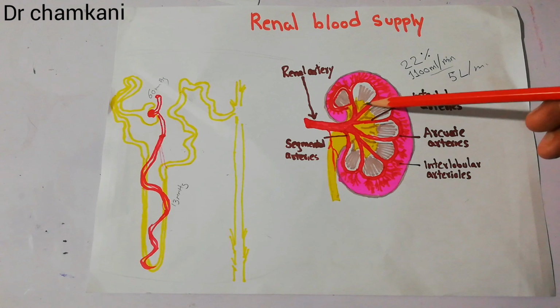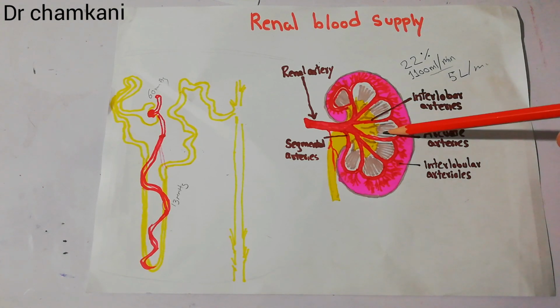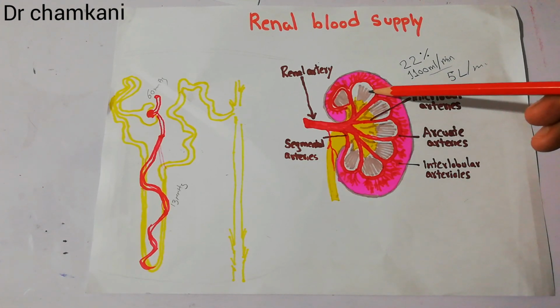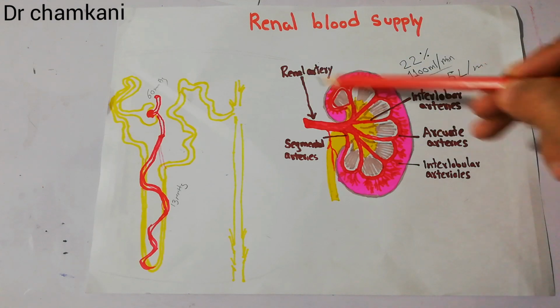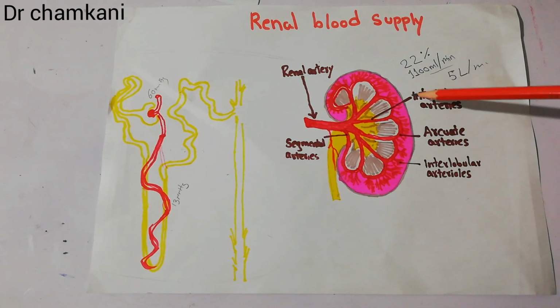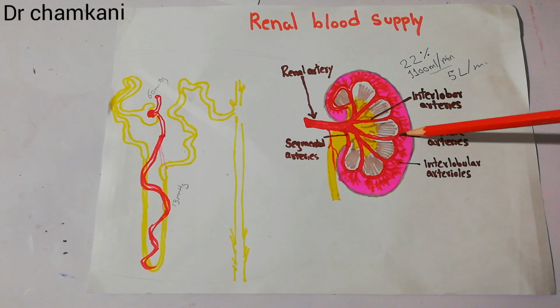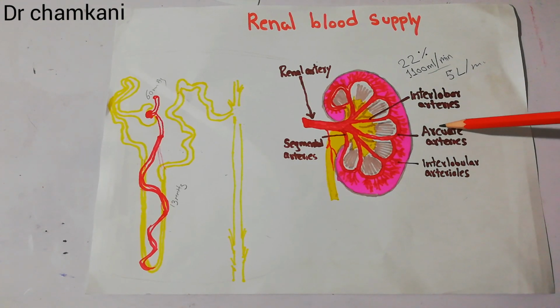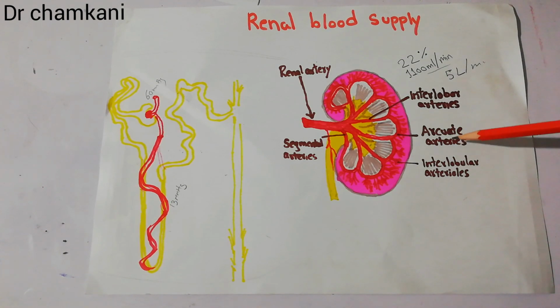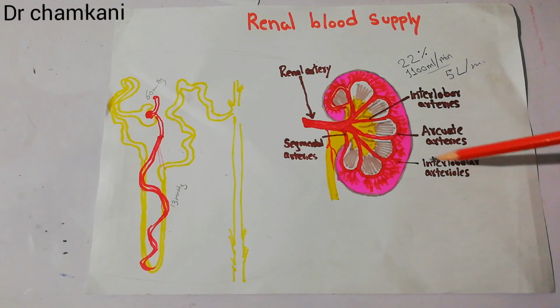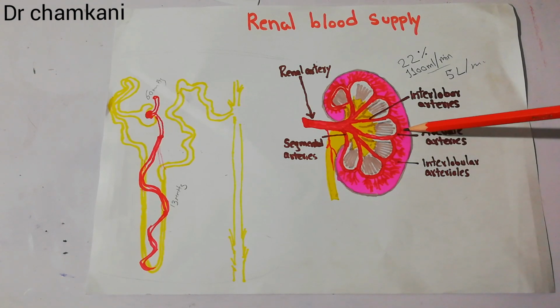Basically these interlobar arteries are running between these pyramids. These are pyramids, and they are made of nephrons. So initially the renal artery comes in and divides into the interlobar arteries, which run between different pyramids. These interlobar arteries branch into the arcuate arteries, and then these arcuate arteries branch into interlobular arteries. So these are the interlobular arteries.